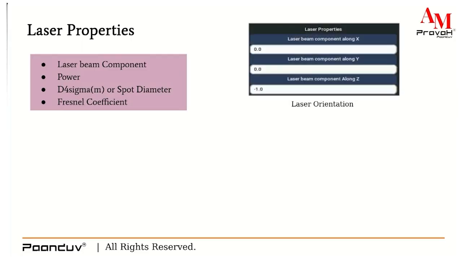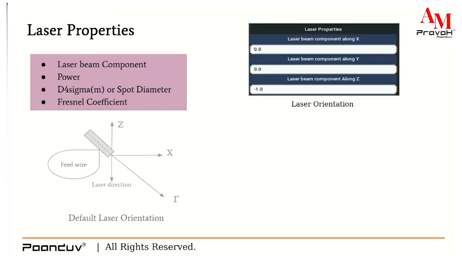For the laser properties, first comes the laser beam component, where we have -1 along the Z direction as default. This is the default laser orientation, which means the laser is directed downwards. And then we can also specify the laser power, as you can see.